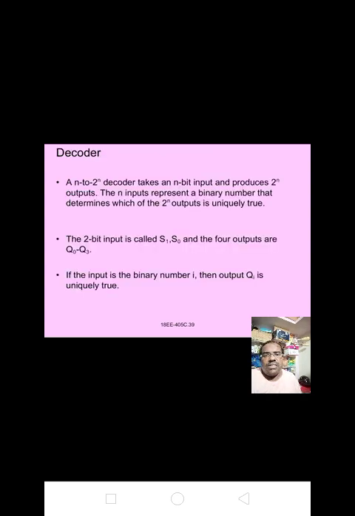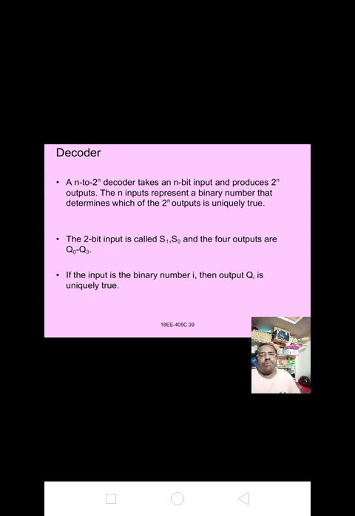Next, an n to 2 power n decoder takes an n-bit input and produces 2 power n outputs. For example, 2 input and 4 output, 3 input and 8 output. The n inputs represent a binary number that determines which of the 2 power n outputs is uniquely true.